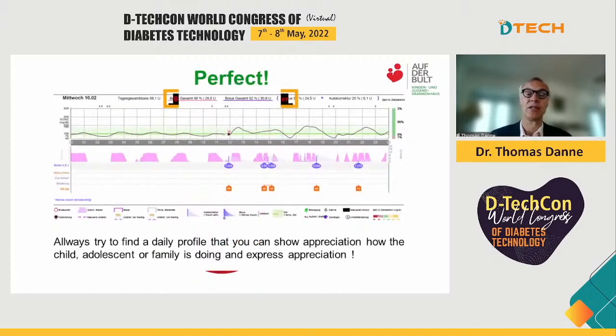And my final advice here is, whenever you do a consultation with the patient on hybrid closed loop, or maybe even every type of insulin therapy, always try to find a daily profile where you can show some appreciation for how the child, adolescent, and family are doing, and express how great the effort is. As you can see here, very often there are really great days, not always 90% in target, but often much better than they had before.